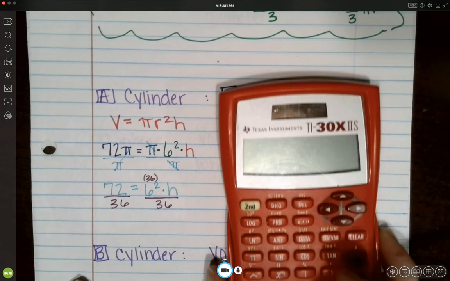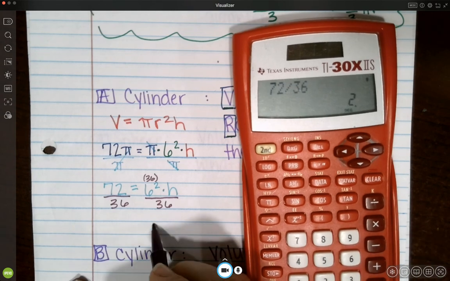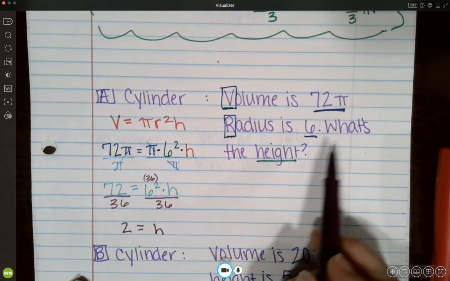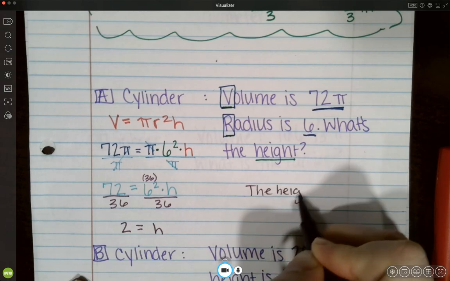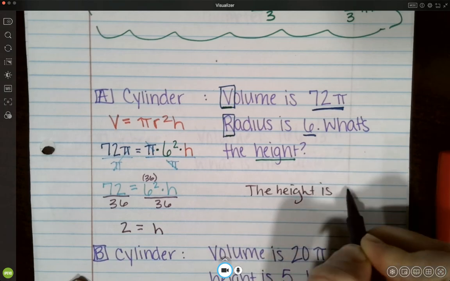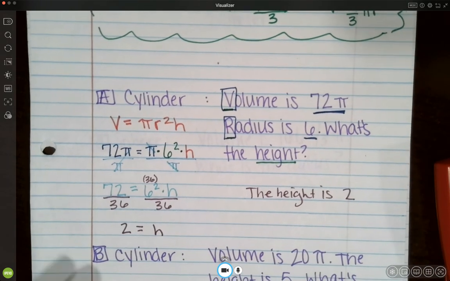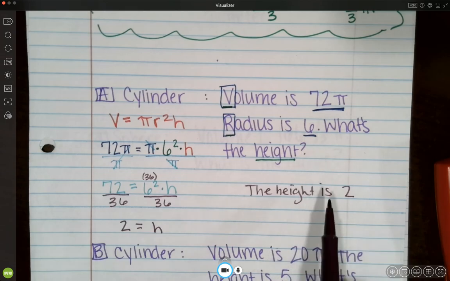So here I have my handy dandy calculator. We have 72 divided by 36. So I have H equals 2. I go back to my question: what is the height? The height is 2, and then it would be whatever measurement I'm dealing with. In order for me to get a volume of this with a radius of this, I must have the height of 2.